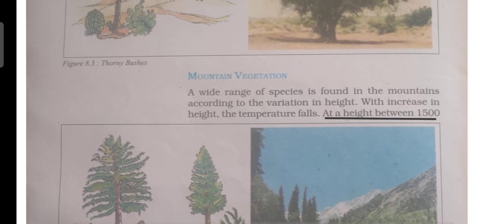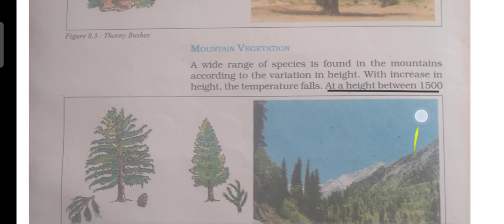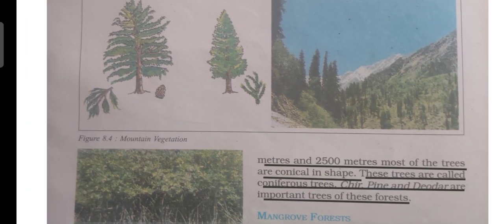Now next is mountain vegetation. A wide range of species is found in the mountains according to the variation in height. With increase in height, the temperature falls. At height between 1500 meters and 2500 meters, most of the trees are conical in shape. These trees are called coniferous trees. Cheer, pine and deodar are important trees of these forests.